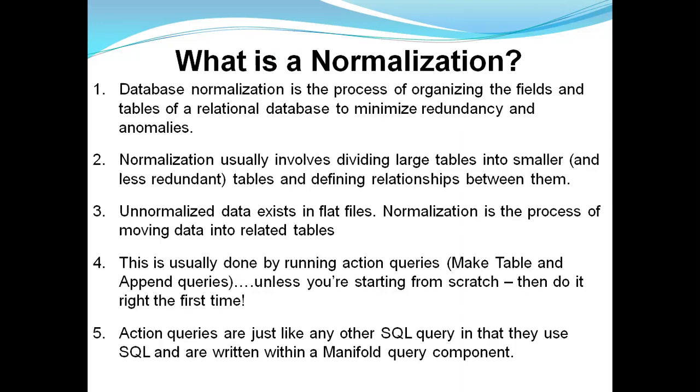Unnormalized data exists in a flat file. What is a flat file? Simply, a flat file is nothing but whenever you have data with a comma separator, or you can say when you have unrelated data at the same place, it is called a flat file. And normalization is a process of moving the data into related tables. This is usually done by running an action query. What is an action query? When your query affects the actual data, it is considered an action query.